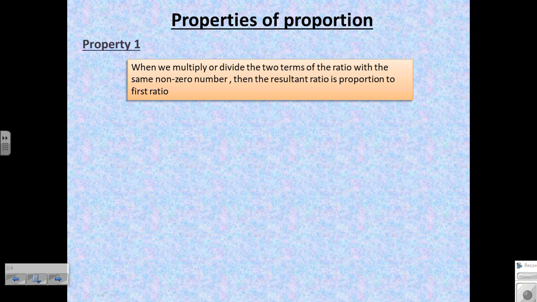What is the meaning of this? Let's see. For example, if we have 2 over 3, 2 over 3 is a ratio. And the 2 terms are 2, which is the first term, and 3 is the second term. So 2 over 3 is a ratio.